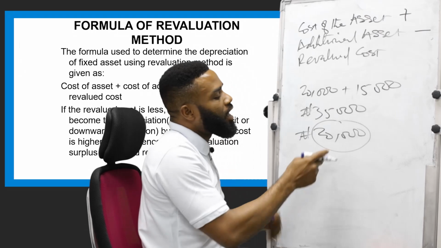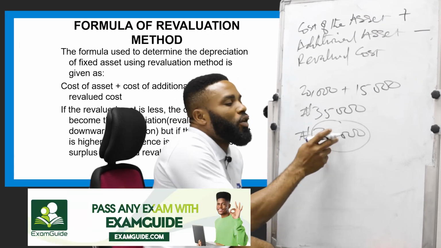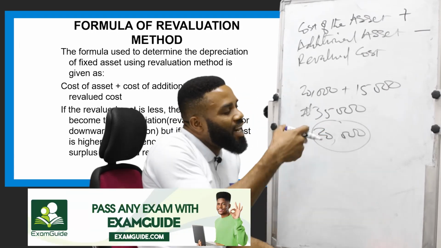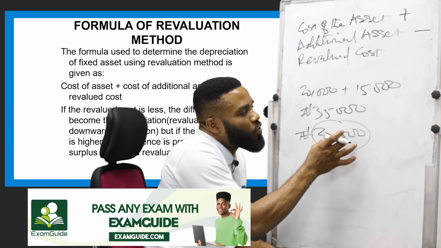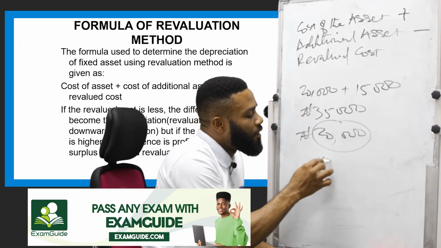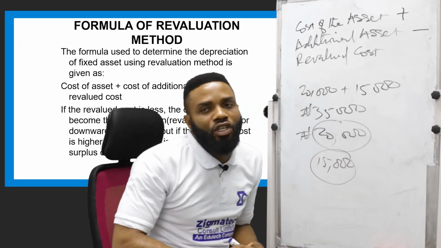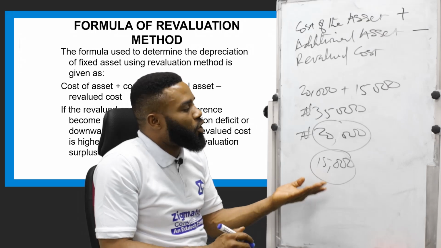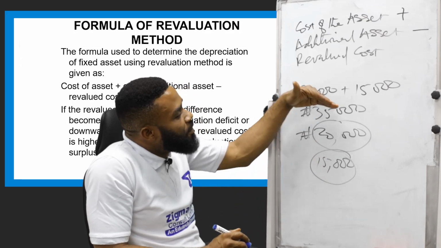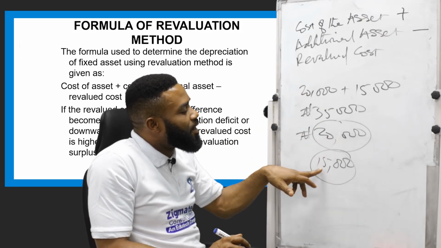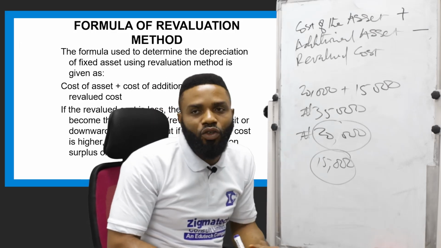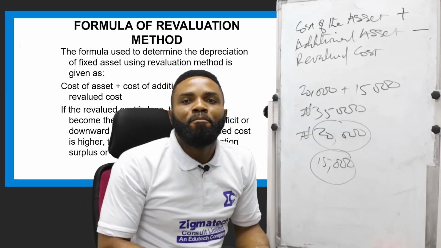If at the end of the period, I decide to sell this asset at the rate of 20,000, this is what we call the revalued cost. So to get the depreciation, you subtract this 20,000 from here, and you'll be left with 15,000. This 15,000 is what we call the depreciation, because between the 35,000 and 20,000, there is a 15,000 naira difference.